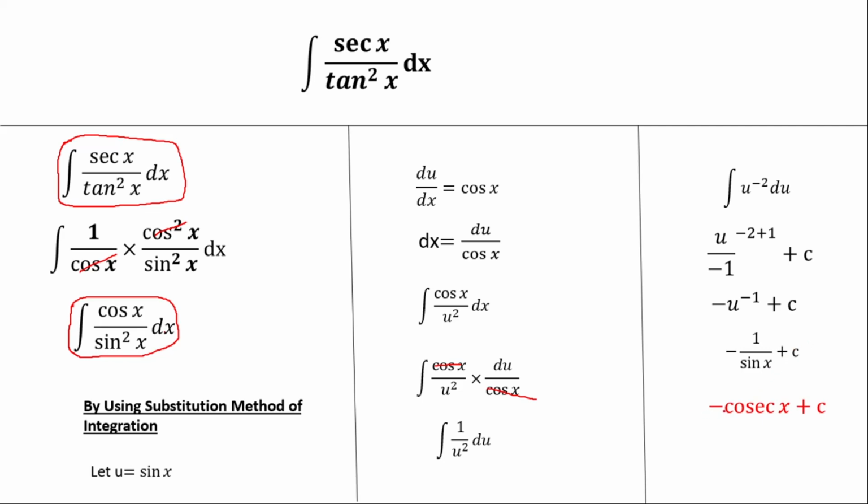That is how we use the substitution method. As simple as that. So what you need to know is, you try reducing the function to get a simpler function, and then you apply your substitution method.